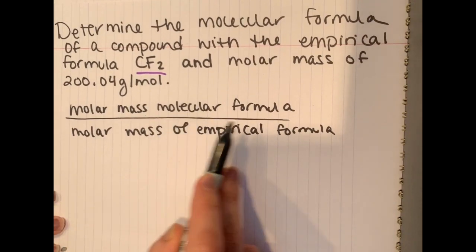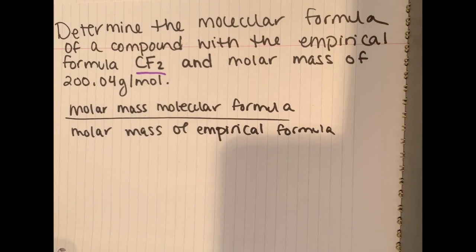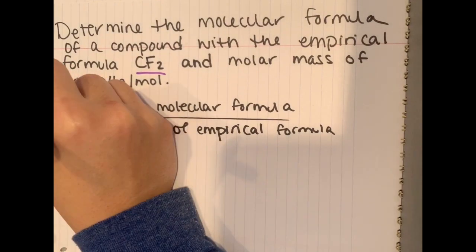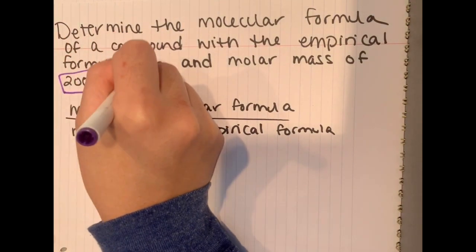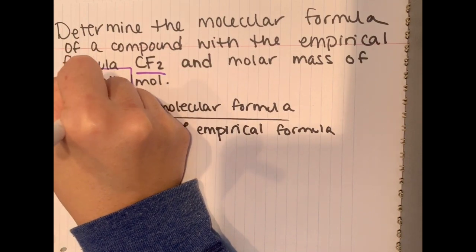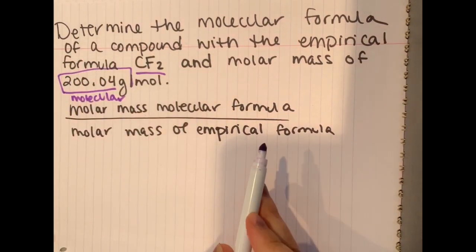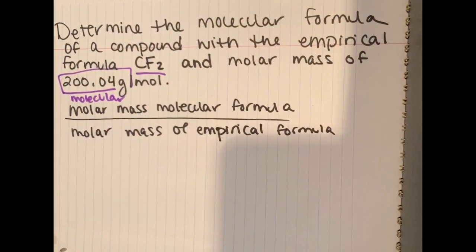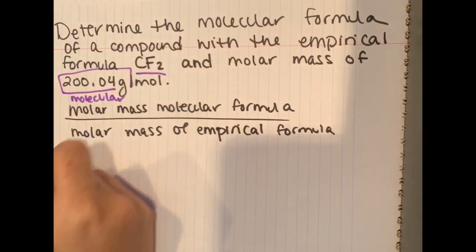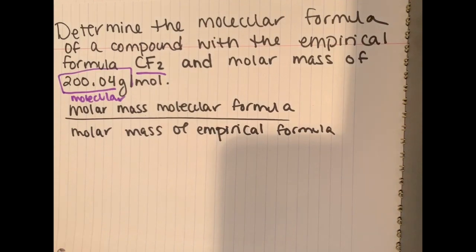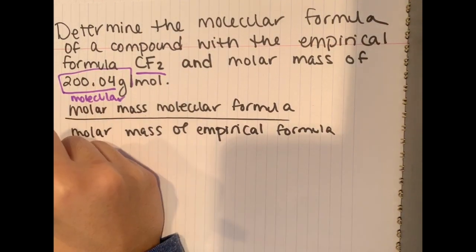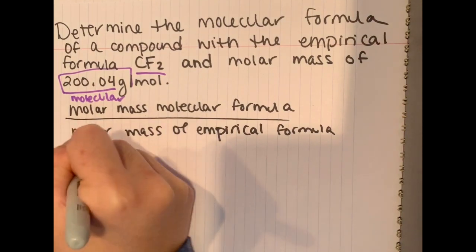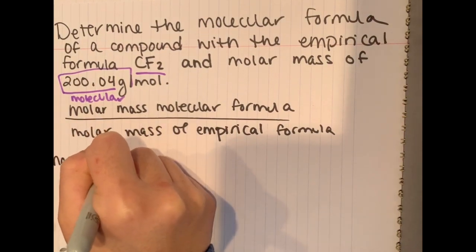So I know that the molar mass of my molecular formula is 200.04. Okay, that's the molecular. I need to figure out what the empirical molar mass is, and I could do that because we already know how to do that, right? We're just going to figure out what the mass of CF2 is.